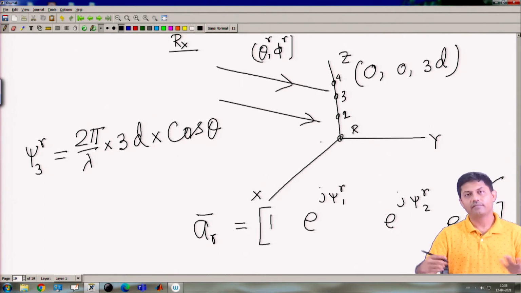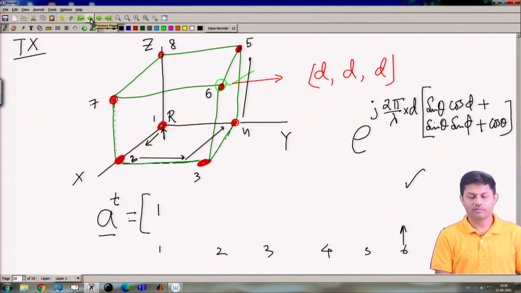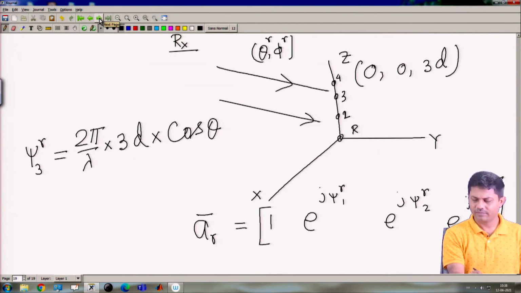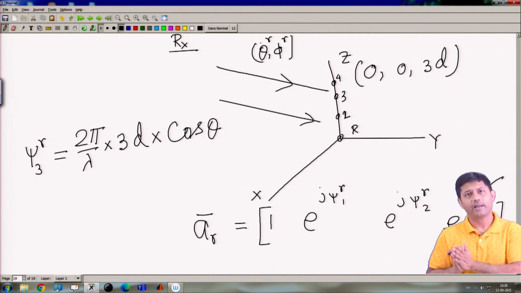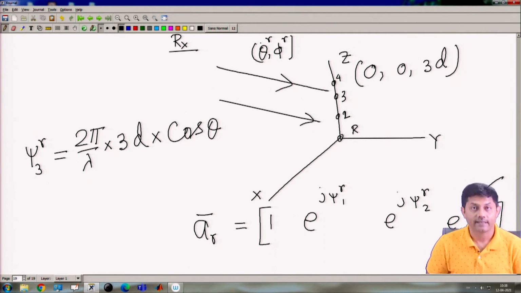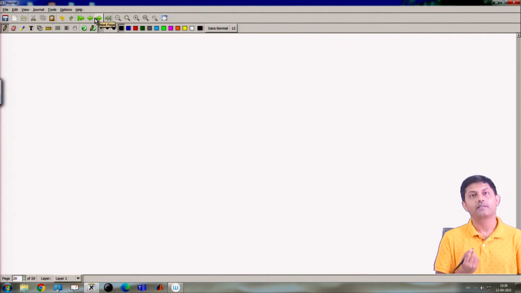Now, if I have other combinations like whatever combinations I have drawn in the TX, the same thing will be applied here, except that the angles will now be referred to as angle of arrival. Now, what if I have multiple such reflectors? What would be the case? Okay. So, let us take that also.